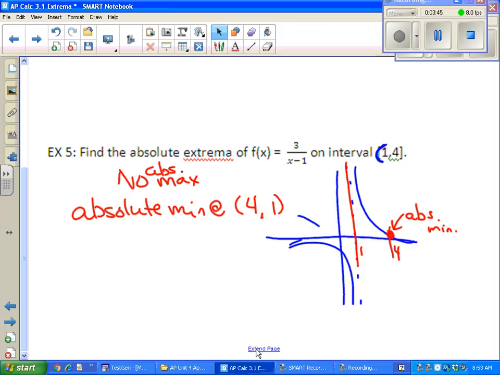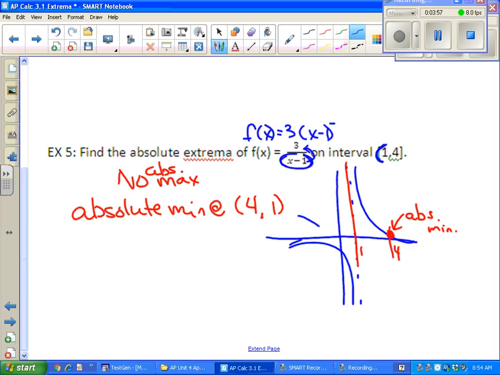Okay, so if I tried to do it, the first step I'm supposed to do is take the derivative. Well, I'm going to rewrite this as the function f of x is 3, and I'm going to bring this up to the top, and make that x minus 1 to the negative 1 power. I'm going to take the derivative of that. So what do I get? The first derivative is negative 3 times x minus 1 to the negative 2 power. When I rewrite that, I get negative 3 over x minus 1 squared.